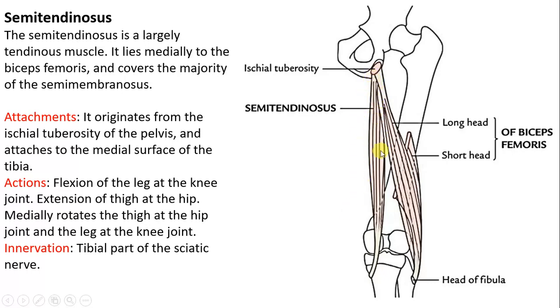having the same origin from the ischial tuberosity, inserted over the medial surface of the tibia, condyle of tibia, and action will be the same. That's the extension of the thigh and the flexion of the knee. But an additional action here is that it medially rotates the thigh at the hip and the leg at the knee. So it causes medial rotation also.